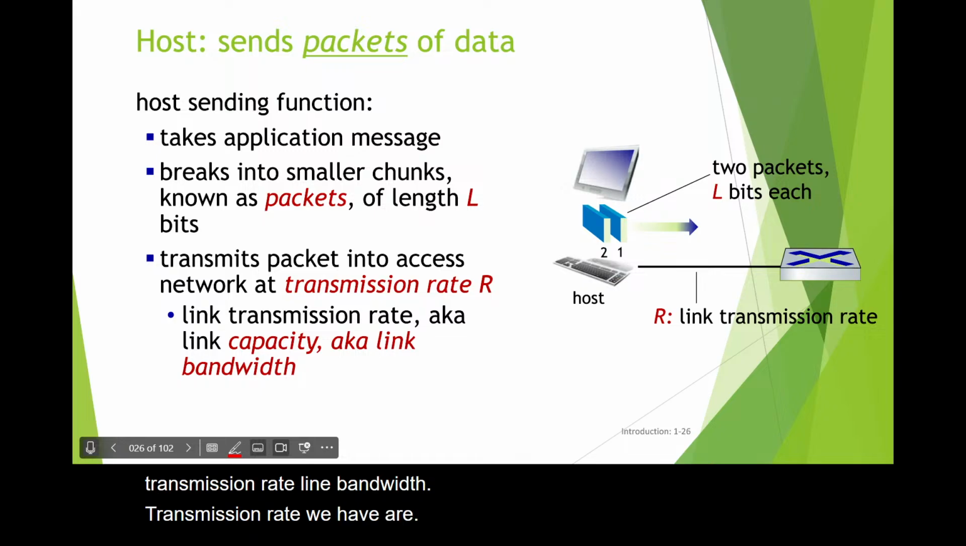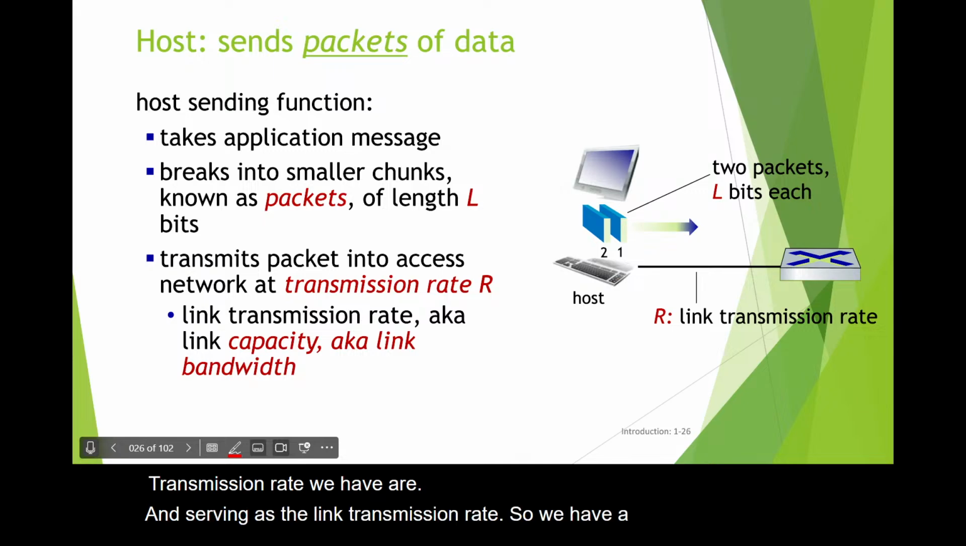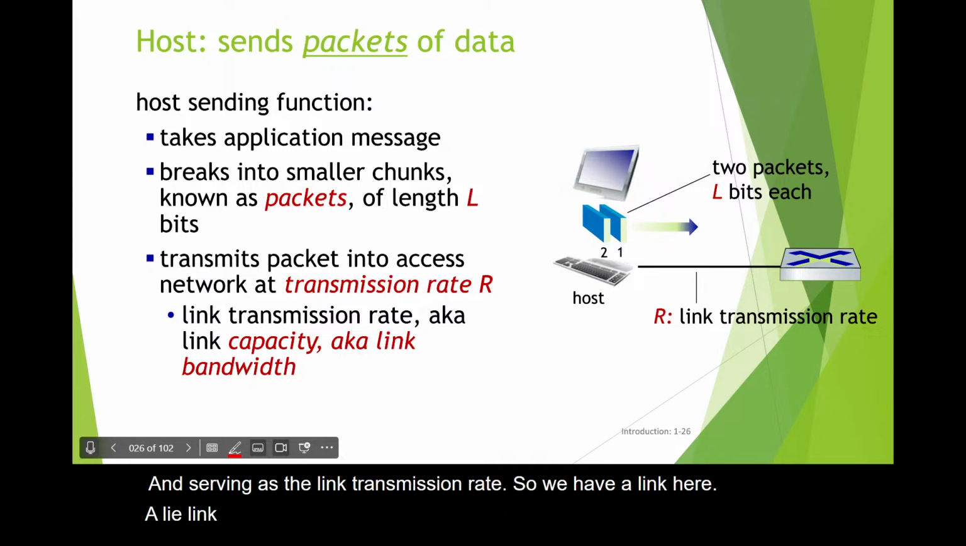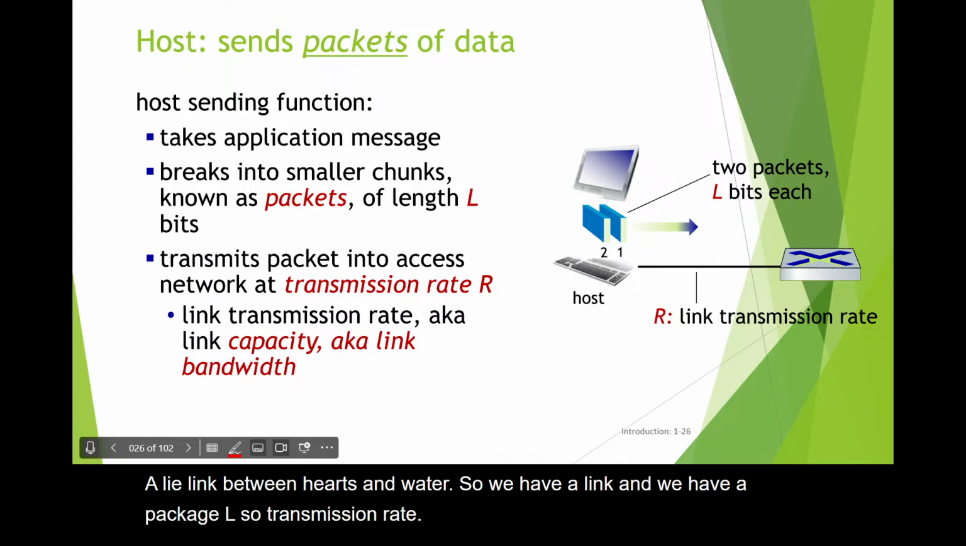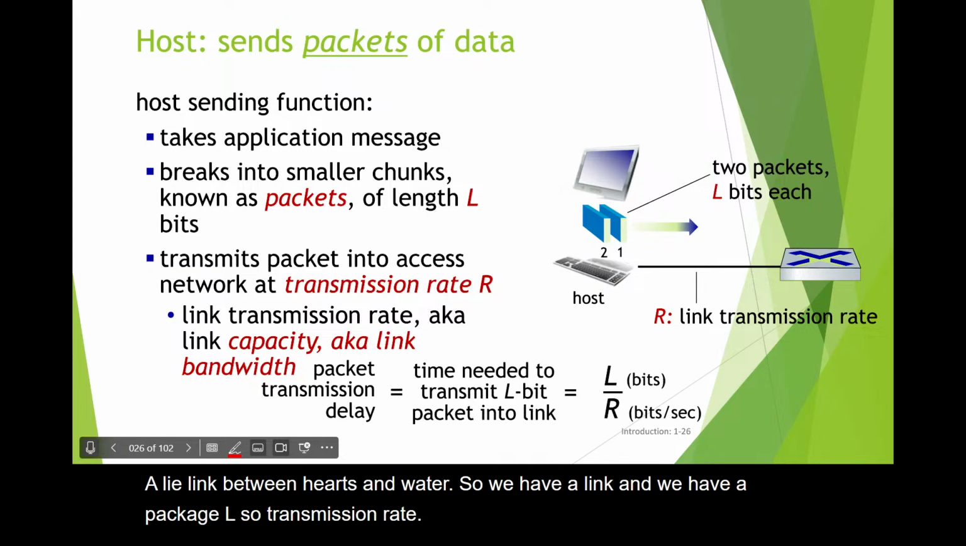And R serving as the link transmission rate. So we have a link here, a link between the host and the router. And we have a packet of length L. So the transmission rate is given, and the length of the packet.